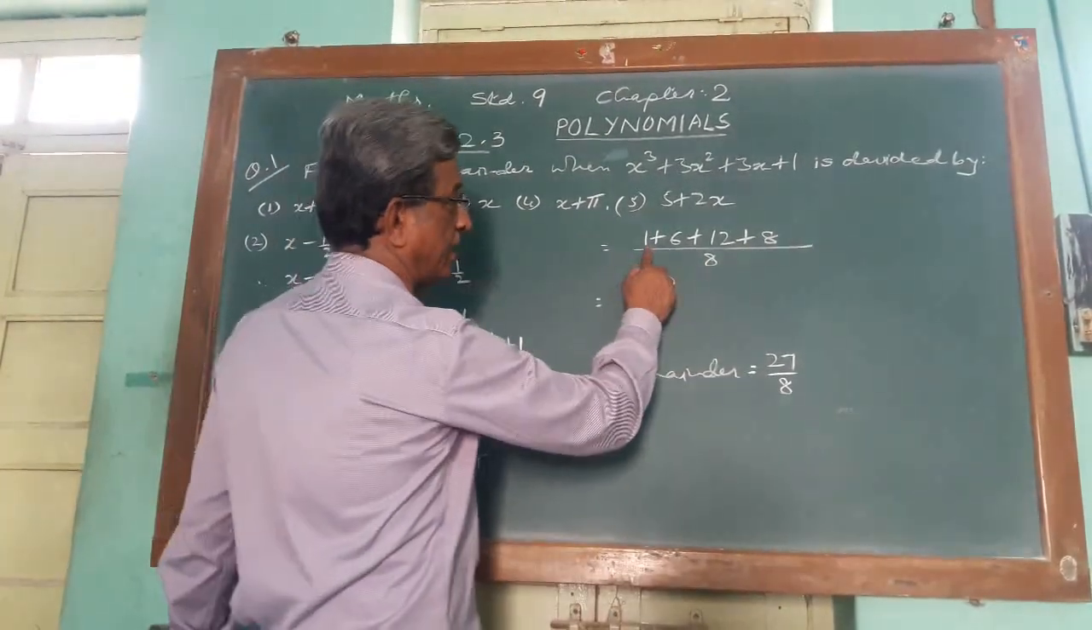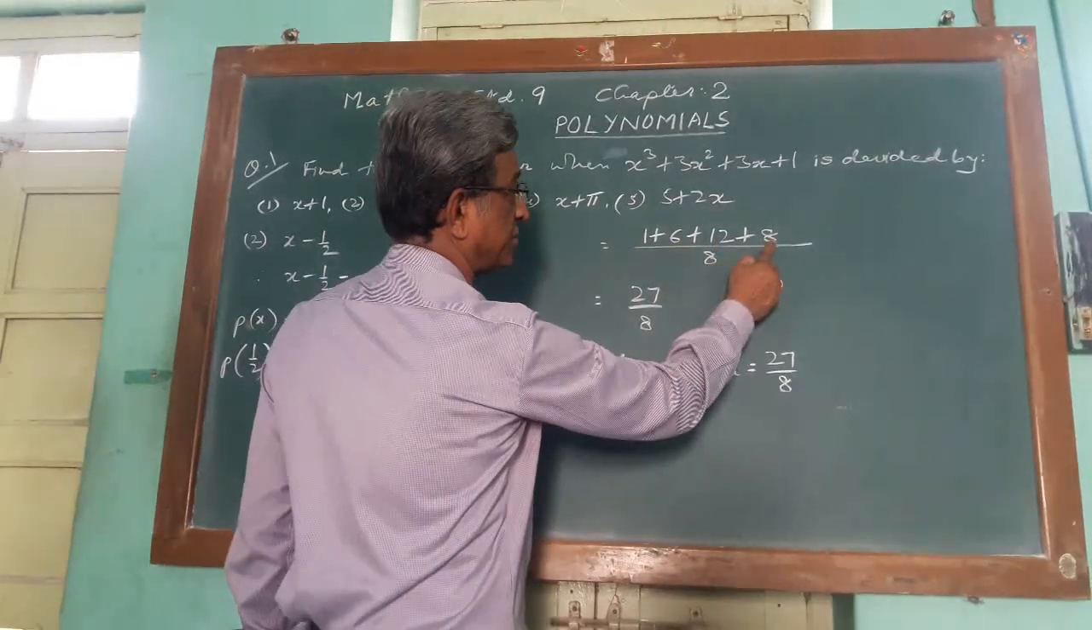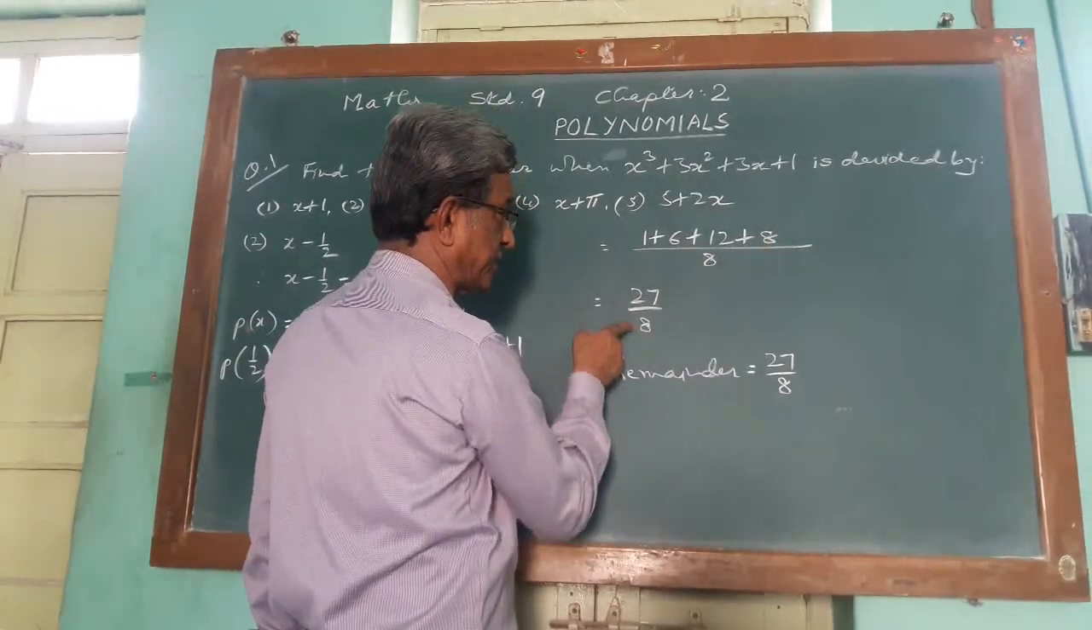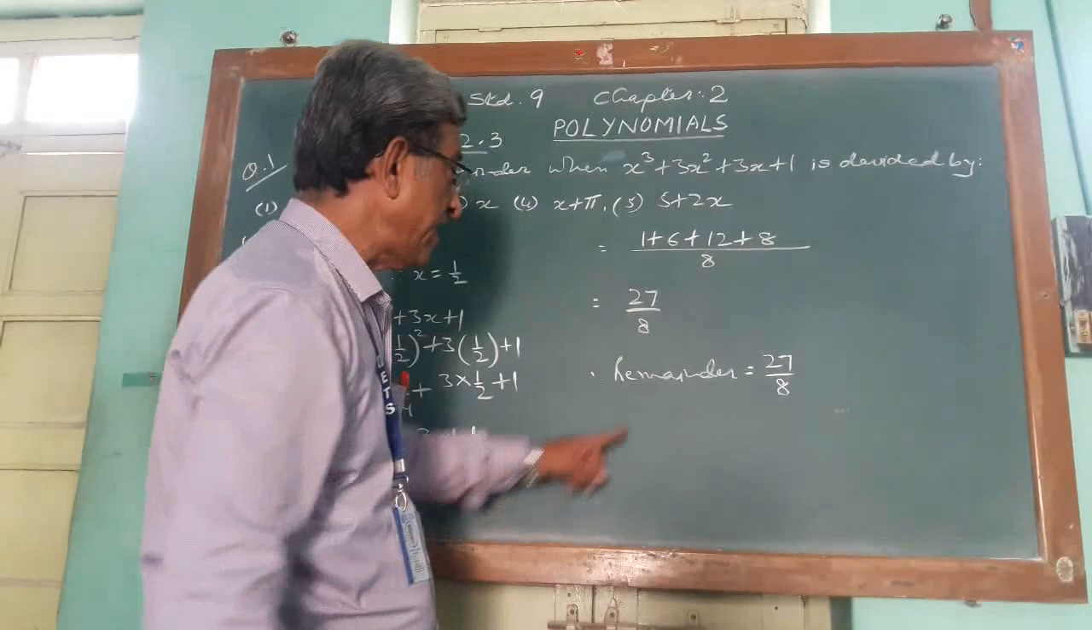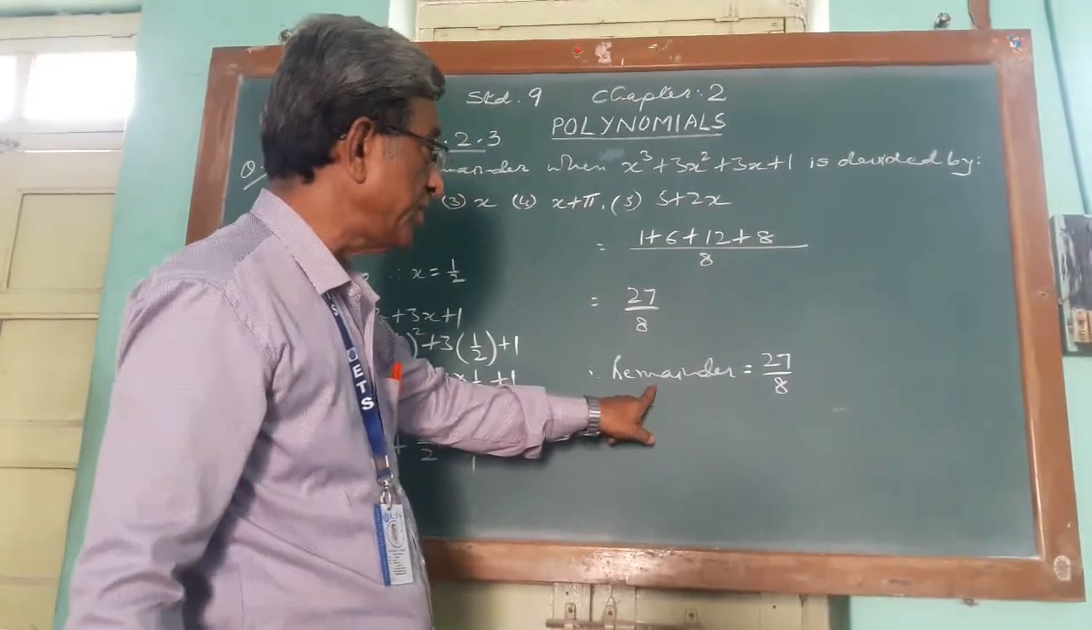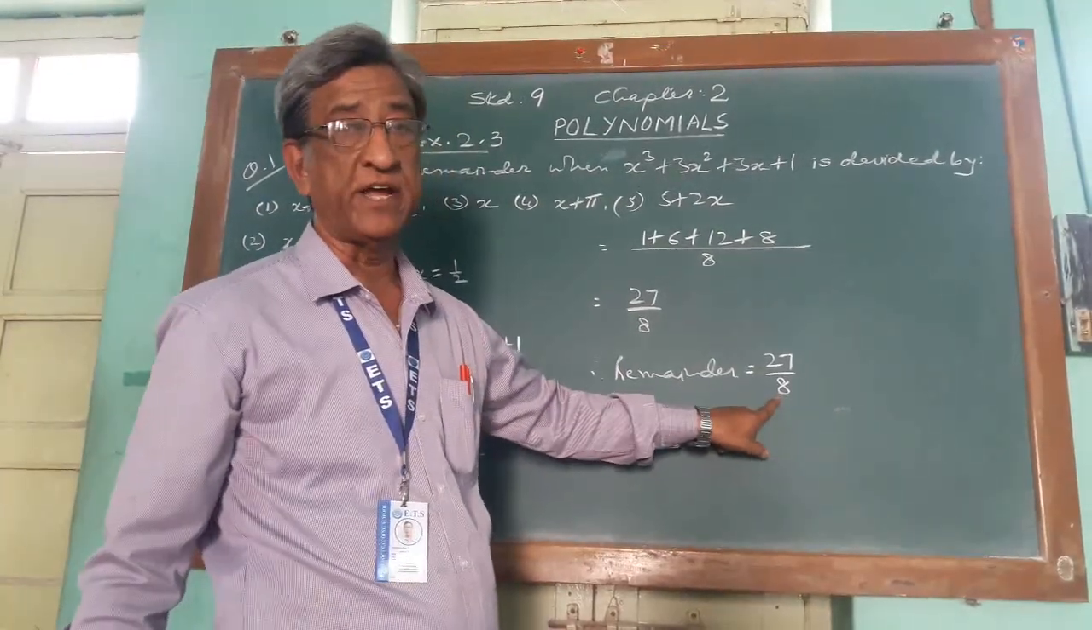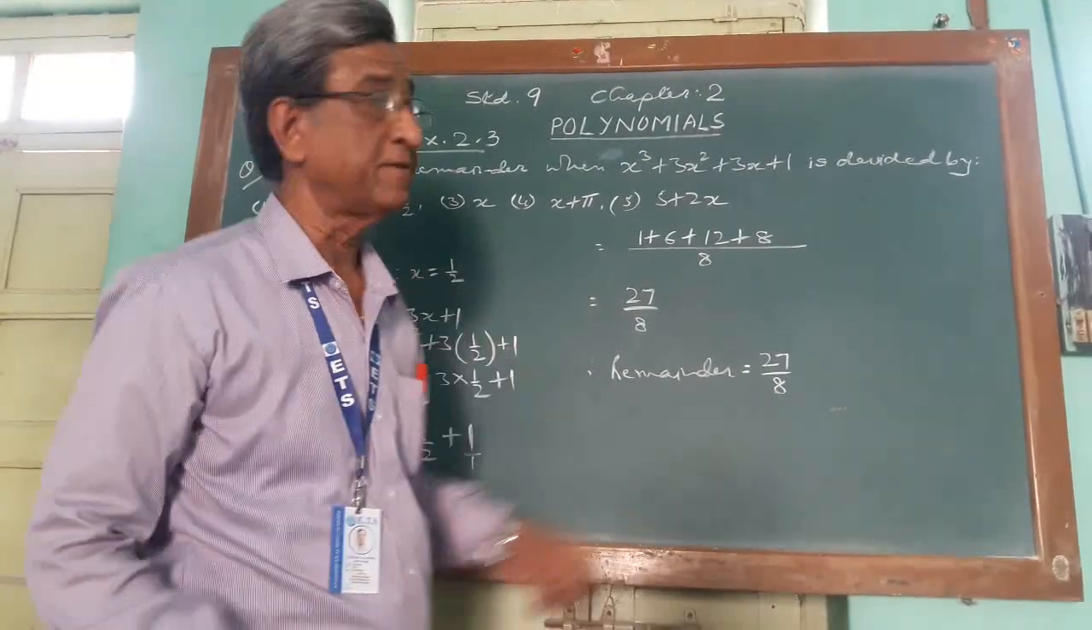Now add it. 1 plus 6 plus 12 plus 8. That will give you 27 upon 8. So remainder of this polynomial is 27 upon 8. So this is our answer.